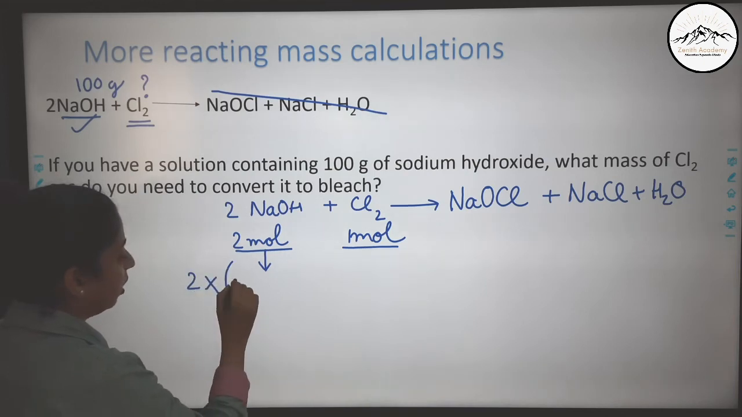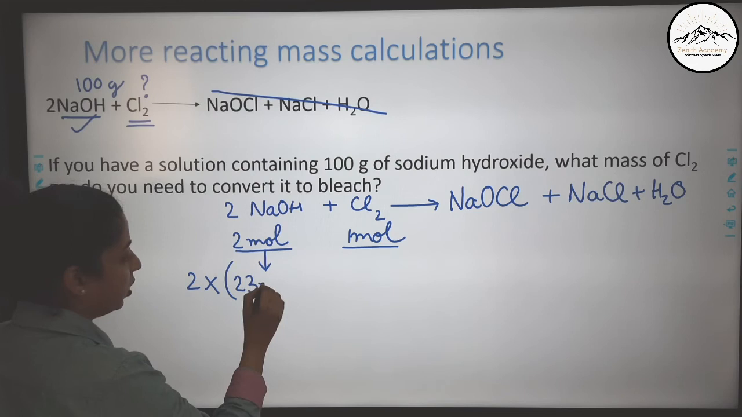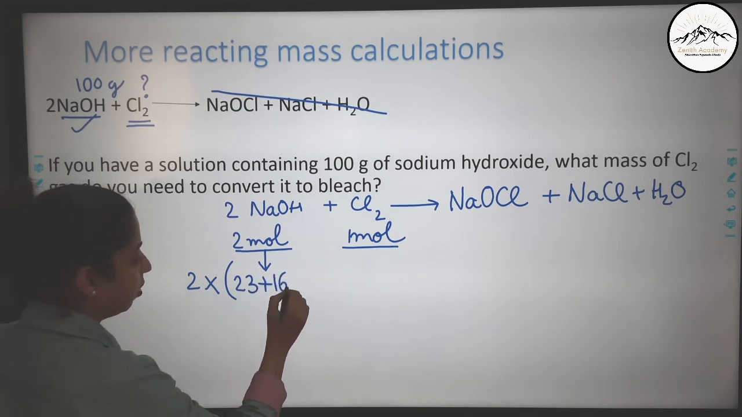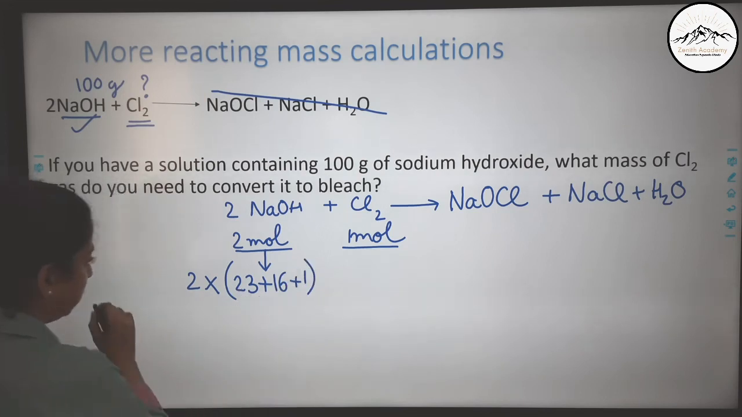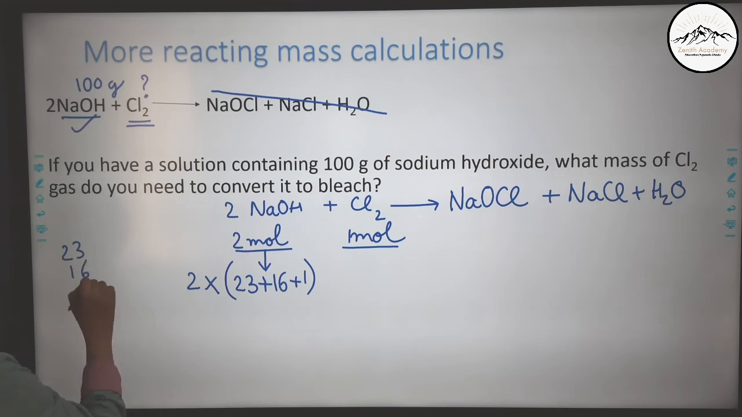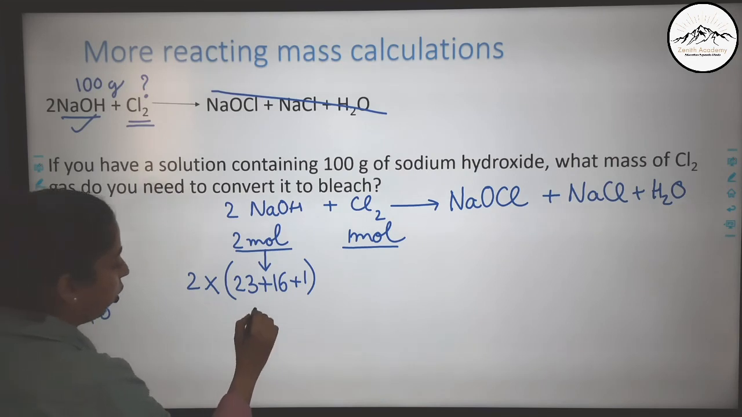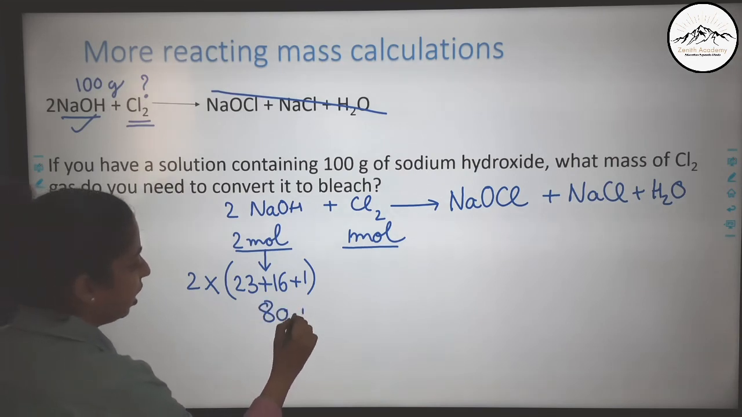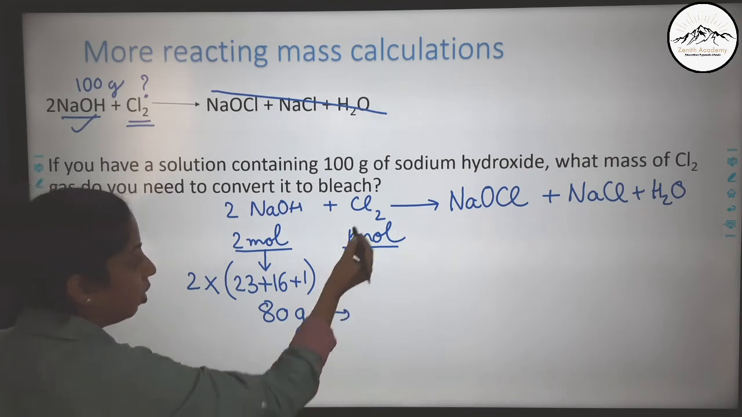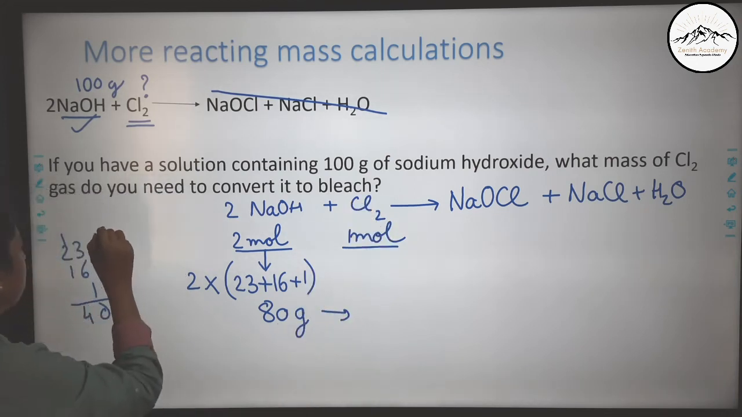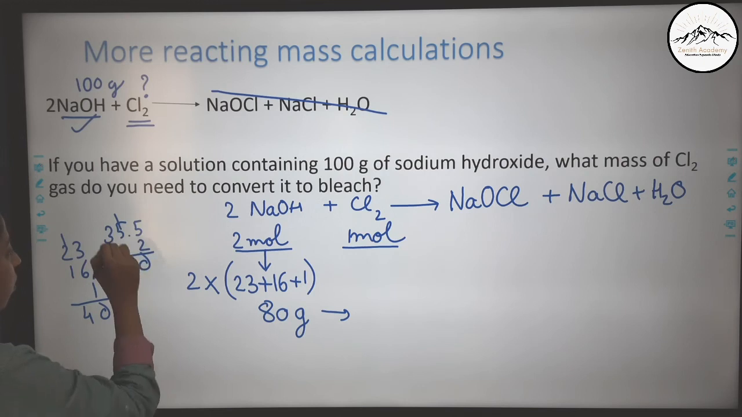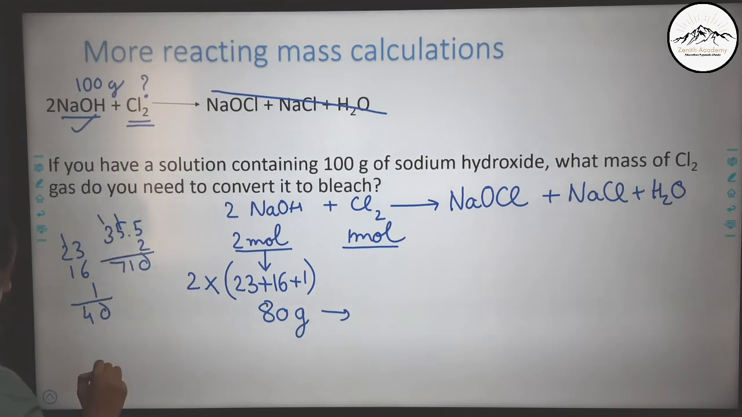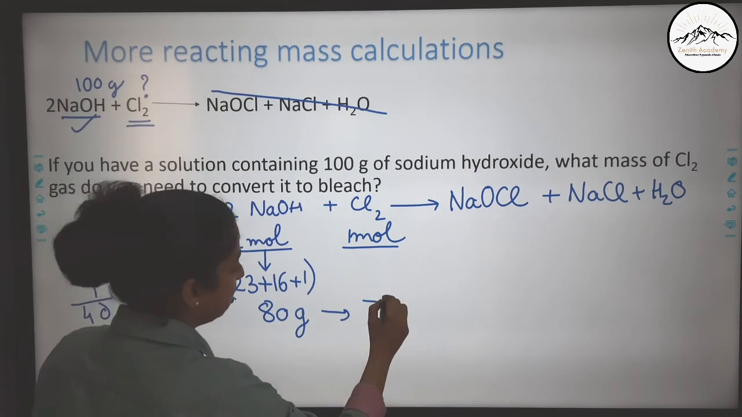Na is sodium. Sodium is 23. O is 16. And H is 1. Okay. So this becomes 23 plus 16 plus 1, which is 40. So 2 into 40 is 80. So it means 80 grams corresponds to, now chlorine is 35.5, so you multiply with 2, which is 71. So this is 71 grams.